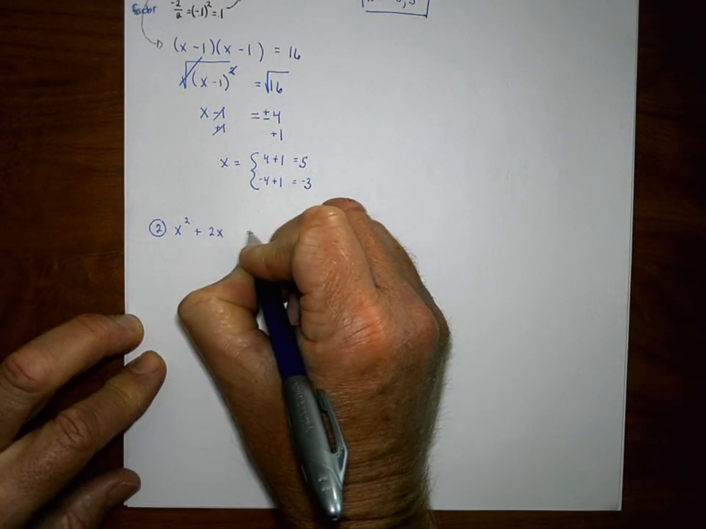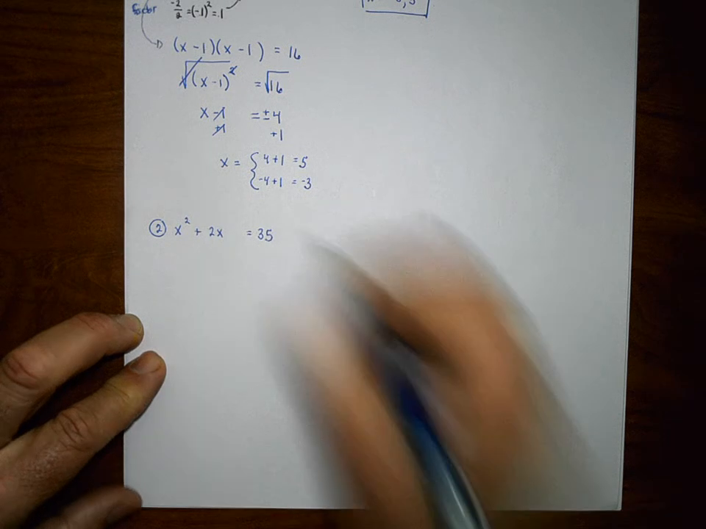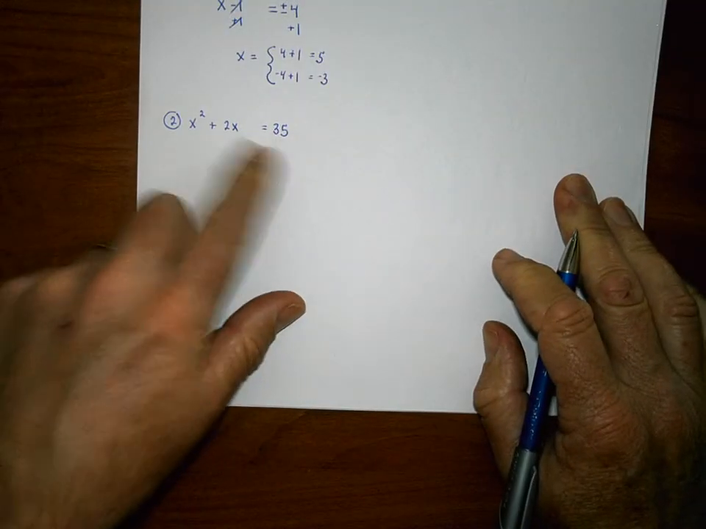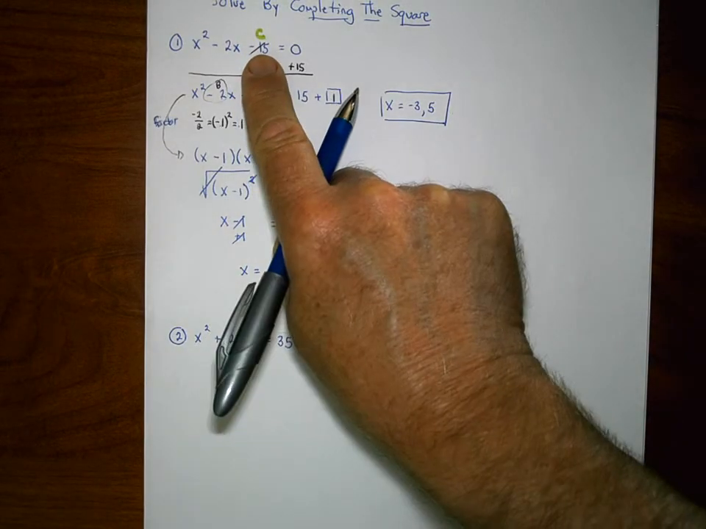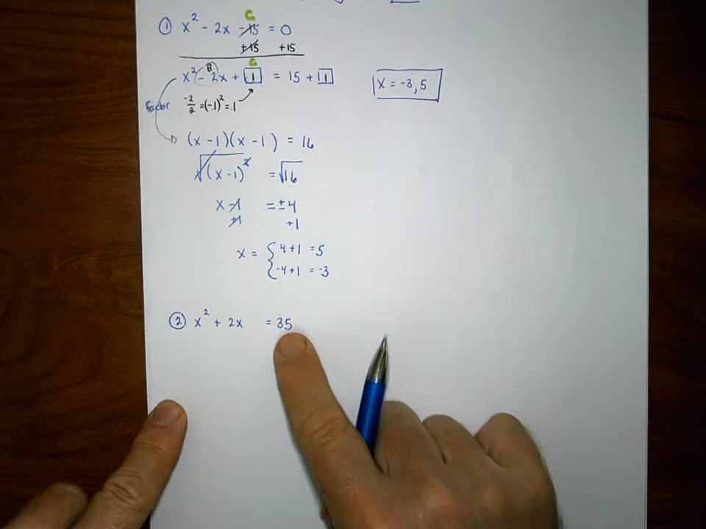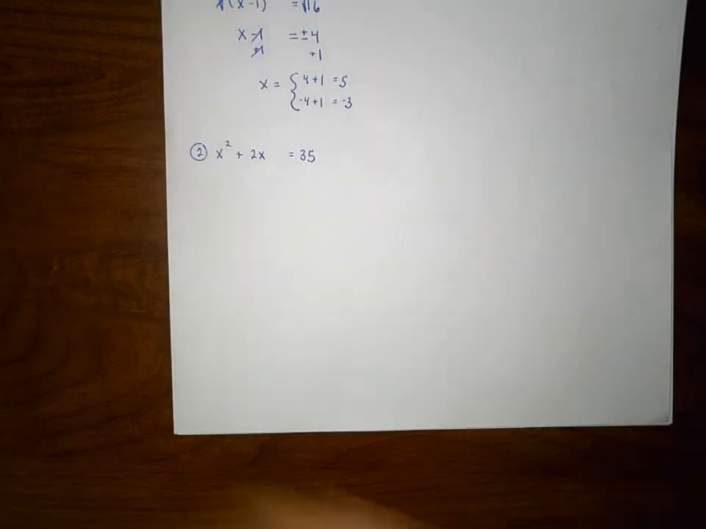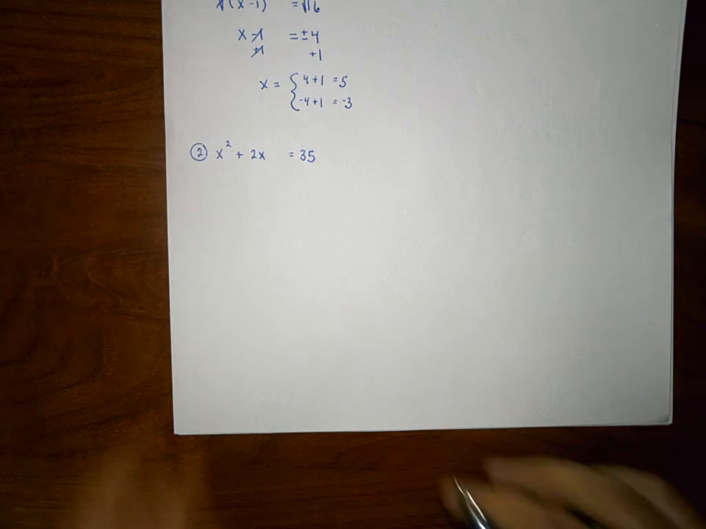Is equal to 35. So if you notice that in number 2, the c value, which would be 35, is already moved over to the side. In number 1, we had to move the minus 15 over, but in number 2, the c value is already on the side that we wanted. So that's good. Okay, so then what do we have to do?